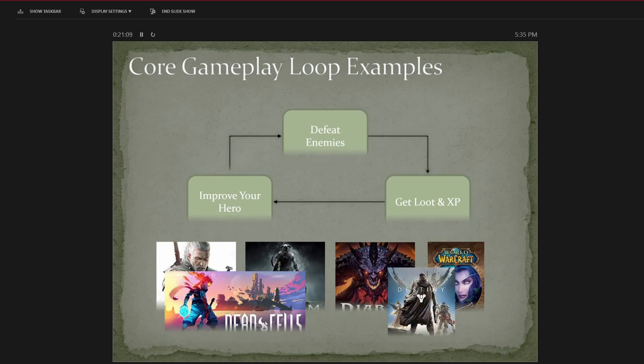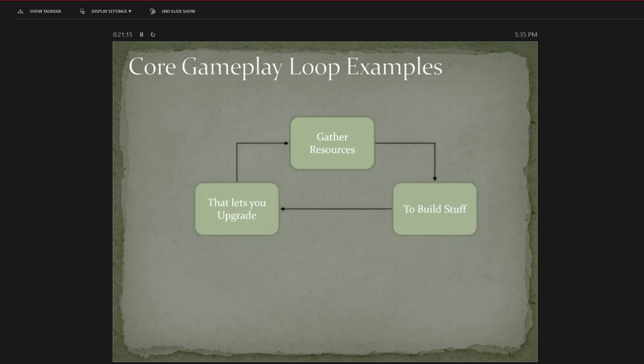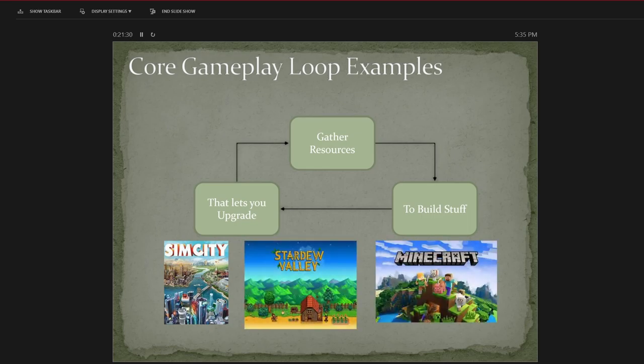So here's another example. Gather resources to build stuff that lets you upgrade, so you can gather more resources to build stuff that lets you upgrade, so you can gather more. You get it? What are you thinking of? Did you say SimCity? Congrats. Did you say Stardew Valley? Congrats. Did you say Minecraft? Congrats. All of these games and thousands more follow that core gameplay loop, which is an economic one.